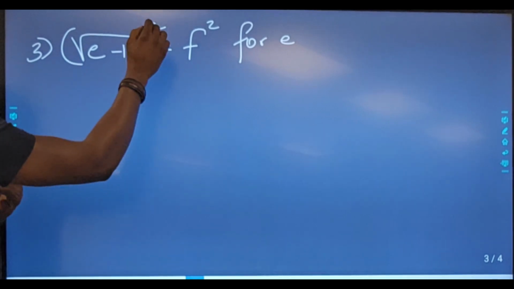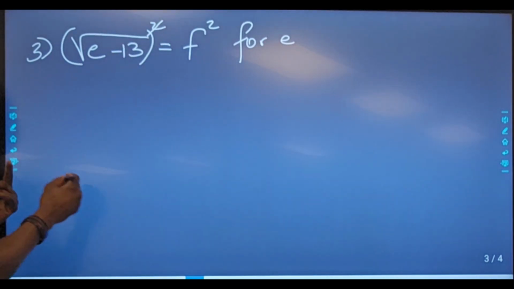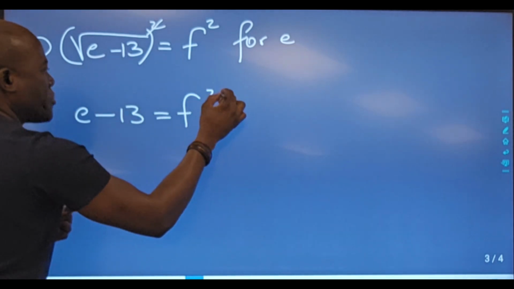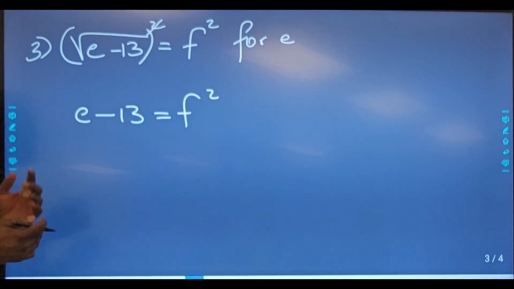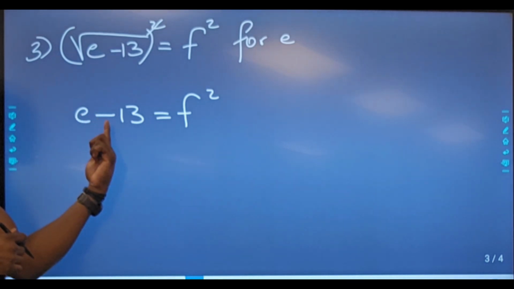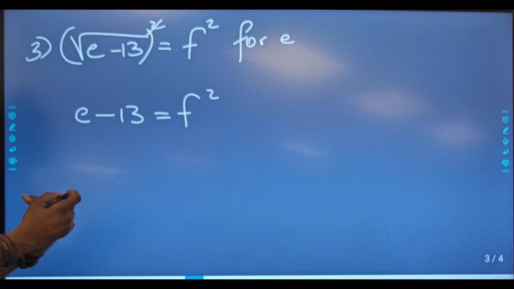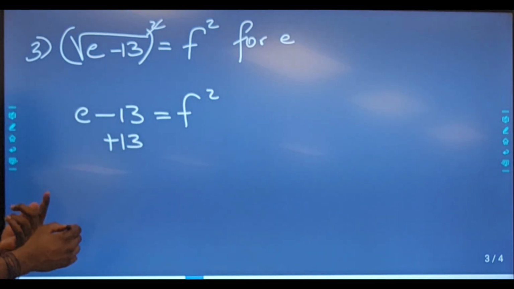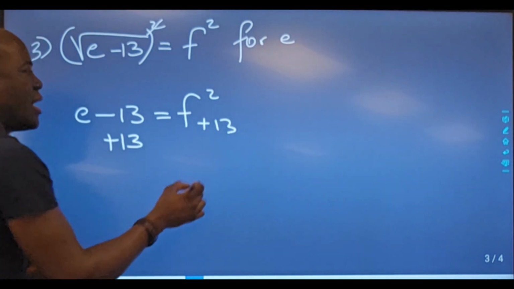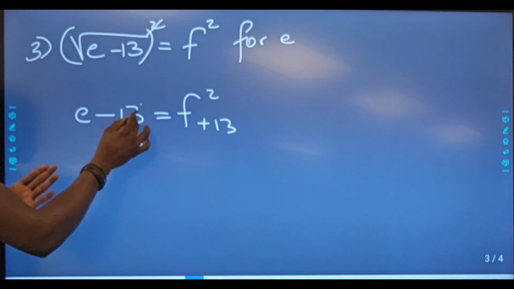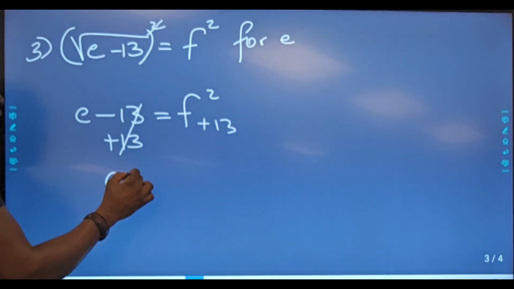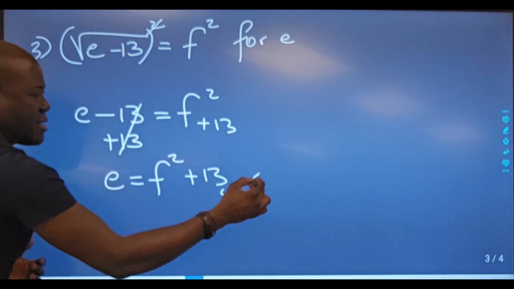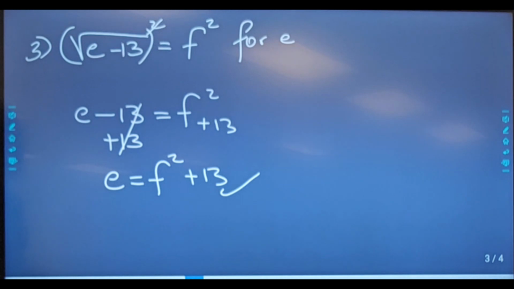So remember, a square and a square root, they cancel each other out. So we're left with e minus 13, which is equal to f squared. The intention is to isolate the e, but we have a minus 13. Let's go opposite to that. The inverse of that is going to be that we're going to add 13. Whatever we do to one side, we have to do it to the other side. Now on my left side, a negative 13 plus 13 becomes 0. So e is equal to f squared plus 13, and that's our final answer right there.